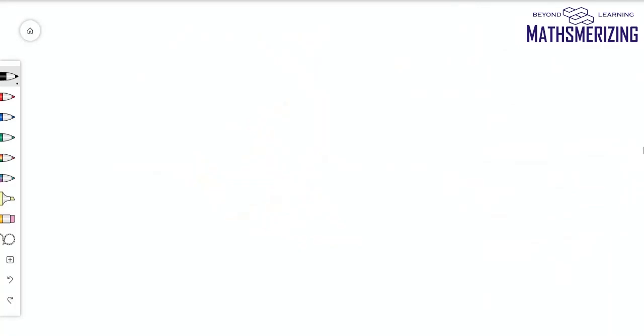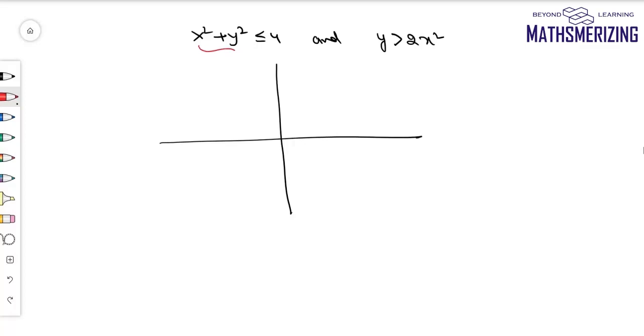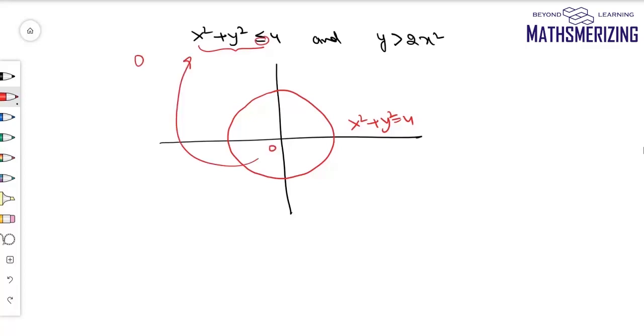I'll take up another example. Say I have to find the region bounded by this circle, which is x square plus y square equals 4. Because it has an equality sign, I have drawn a solid circle. If I put the origin, I get 0 is less than or equal to 4, which is true. That means the region represented by this inequality is all the points on and inside the circle.